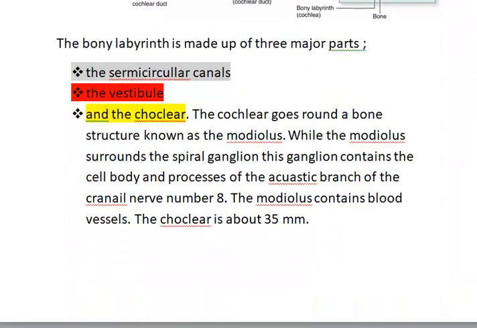Right now, our cochlea goes round a bone structure that is known as the modiolus. Our modiolus surrounds the spiral ganglion. This spiral ganglion contains the cell bodies and the processes of the acoustic branch of cranial nerve number 8. The modiolus also contains blood vessels. Our cochlea is about 35 millimeters.